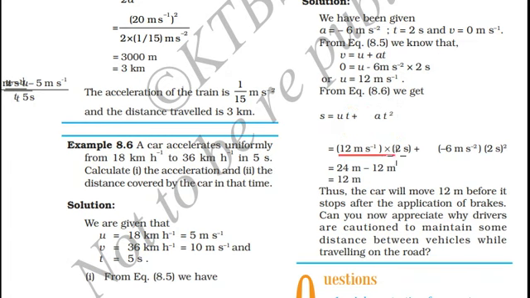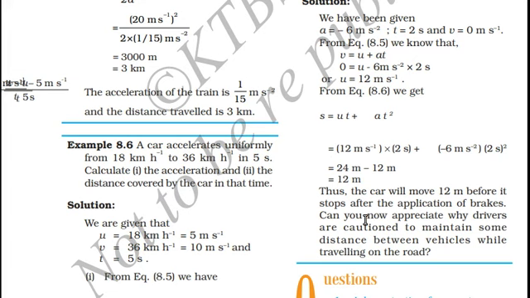12 into 2 is equal to 24. 12 meters per second into 2 seconds is equal to 24 meters, minus 6 meters per second square times 2 seconds square, which is equal to minus 12 meters. 24 meters minus 12 meters is equal to 12 meters. Thus the car will move for 12 meters before it stops after the application of brakes.